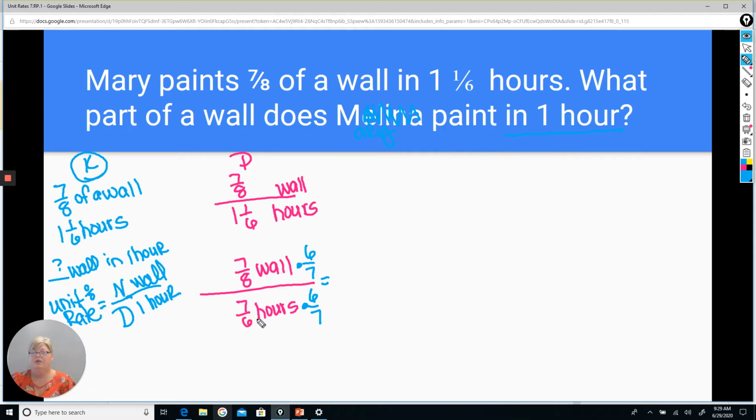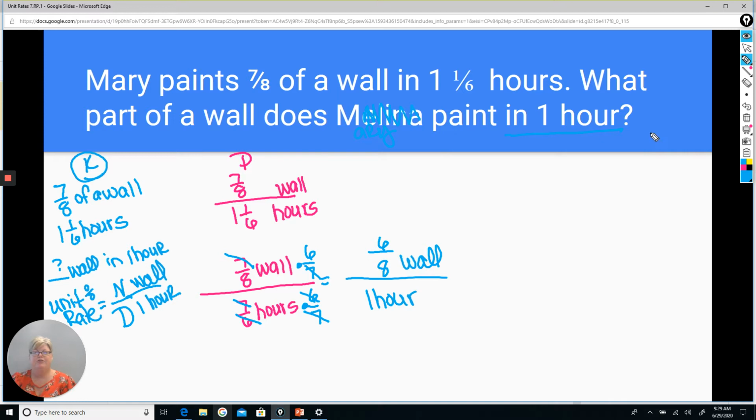So now let's look going across here. I could multiply this going straight across, but basically these are going to cancel out, and it's going to leave me with 1 hour. Okay. And then here, I could multiply 7 times 6 and 8 times 7 and then simplify, or I could just go ahead and cancel out the 7s, and that's going to leave me 6/8 for the wall.